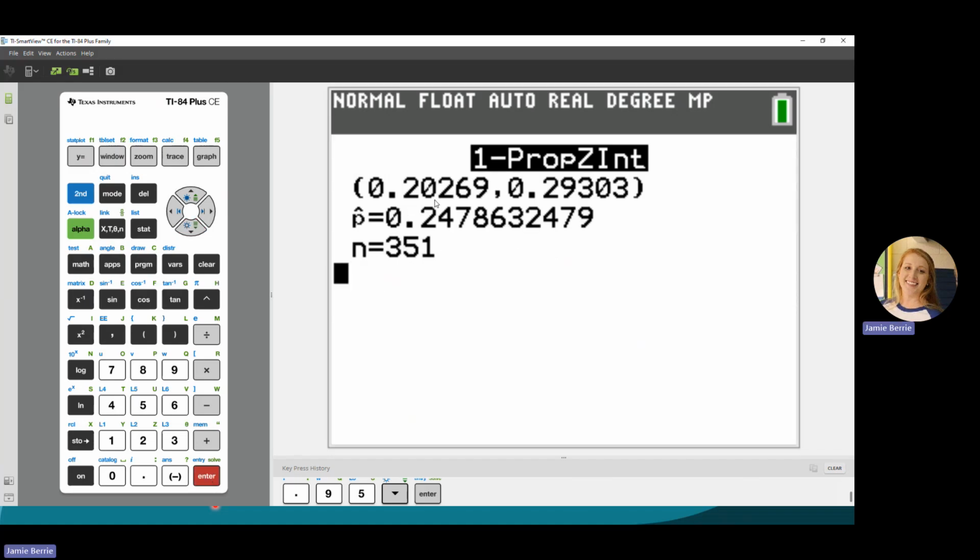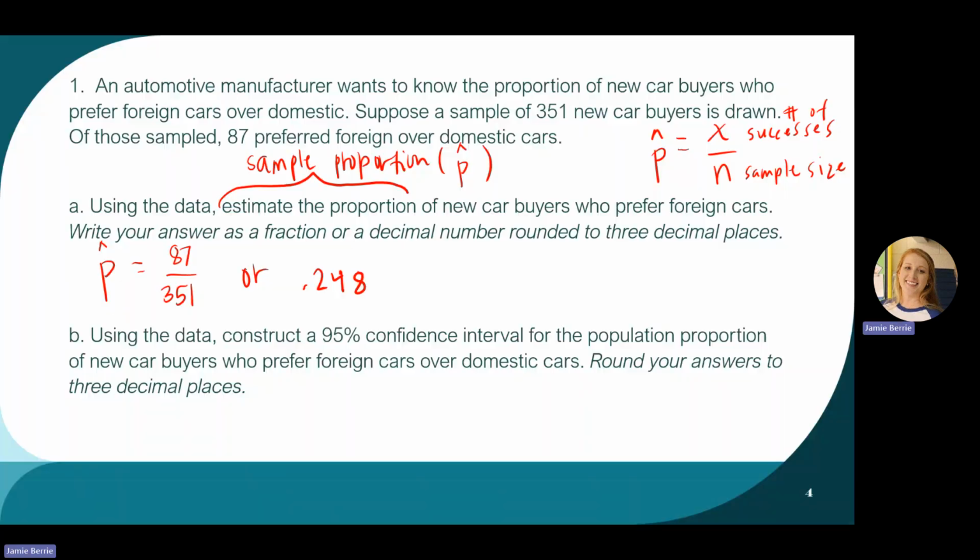And there we go. We're supposed to do 3 decimal places. Notice that it also gave us p hat. So we could have skipped part A and gone ahead and constructed the confidence interval, and it would have given us the answer for part A as well. So let's grab these numbers, 0.203 and 0.293. Same as last time, you just write these in the little parentheses, written as an interval: 0.203 to 0.293.